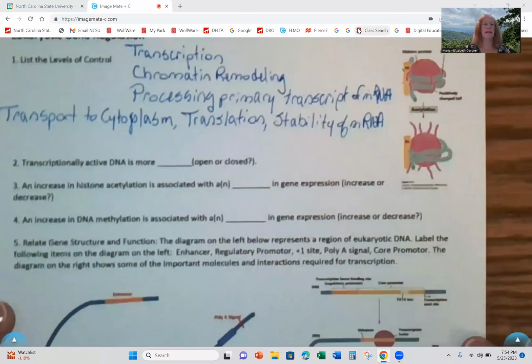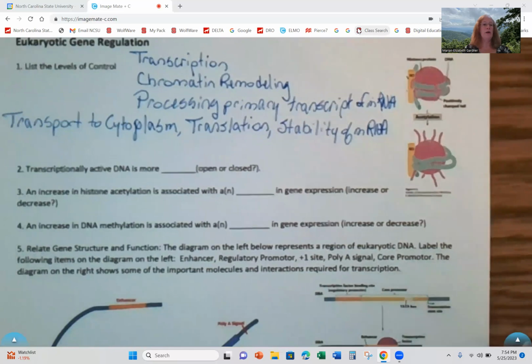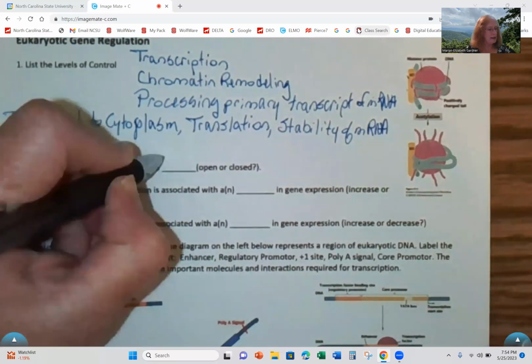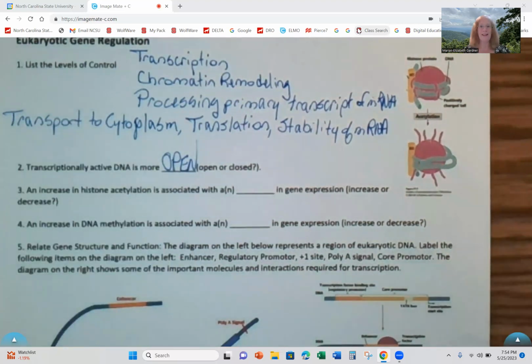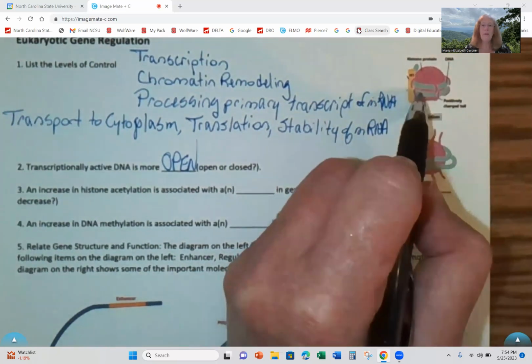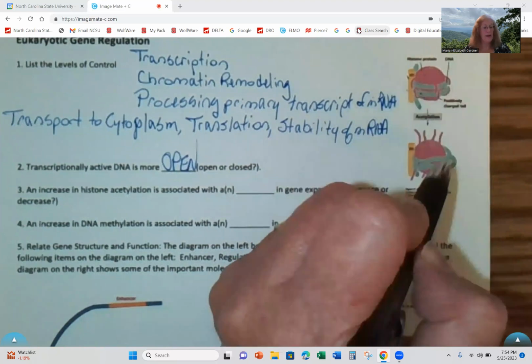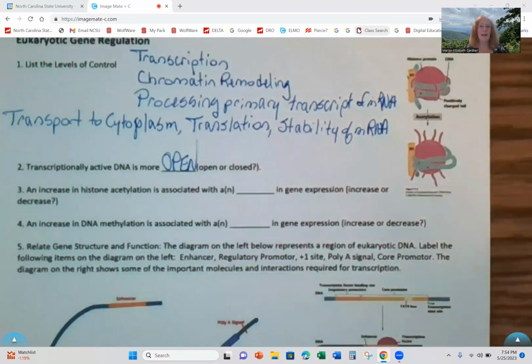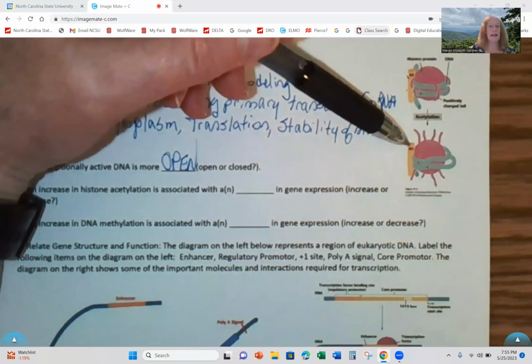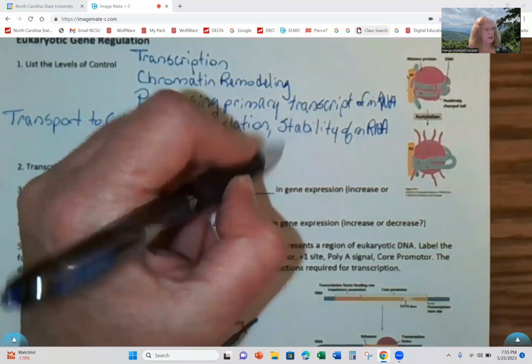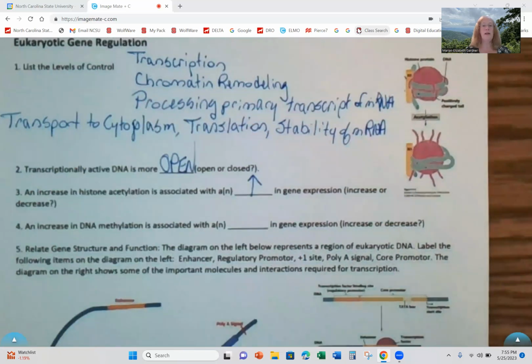So now let's look at this a little bit more closely. In general, transcriptionally active DNA is more open than non-active DNA. And when we think about that, that kind of goes with our tightly wrapped, not very active, versus loosely wrapped, more likely to be expressed. So when we think about histone acetylation, this is not acetylated, this is acetylated. So an increase in histone acetylation is associated with an increase in gene expression.